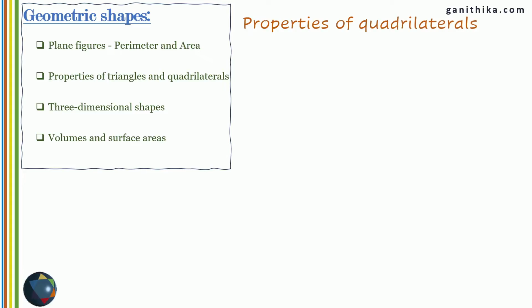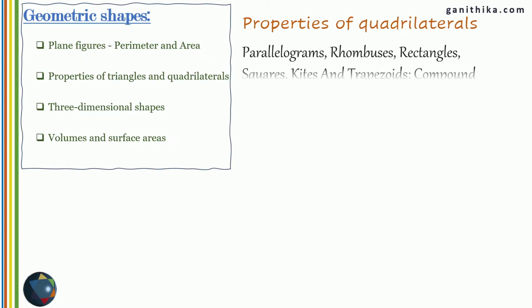Let's go on to properties of quadrilaterals. What is a quadrilateral? Any four-sided figure is a quadrilateral, right? Parallelogram, rhombus, rectangle, square, kite and trapezoids are some of the quadrilaterals. Combinations of these quadrilaterals will give you compound shapes. We'll discuss this soon. But before going to compound shapes, let's see what is a parallelogram.